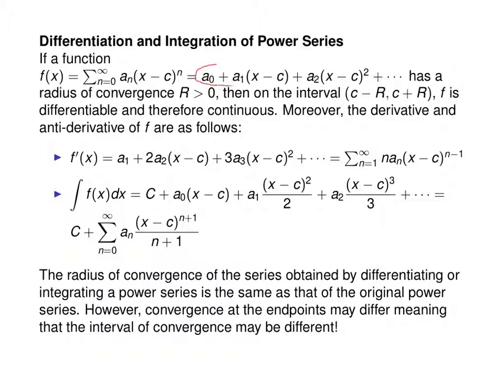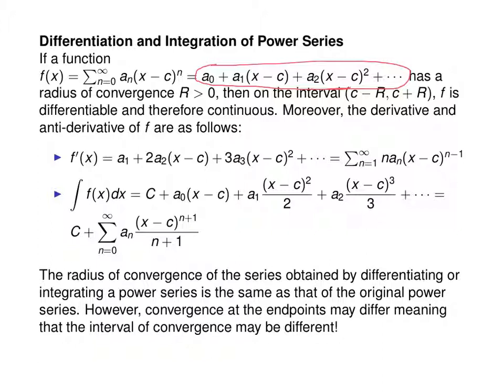Look at the expanded formula here. So the derivative of a naught, a sub 0, is going to be 0, it's a constant. The derivative of a1 times x minus c will just be a1. The next term, the 2 will pull down, so we'll have 2a2, x minus c to the first, etc. So that formula becomes a sum now from n equals 1 instead of 0 to infinity, n times the a sub n's, x minus c to the n minus first.